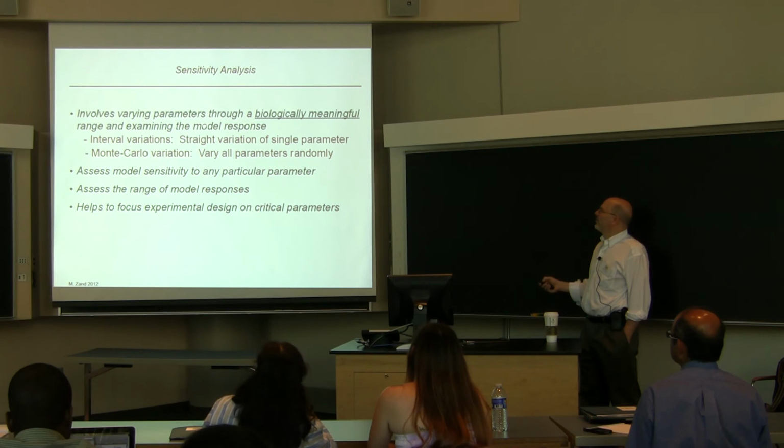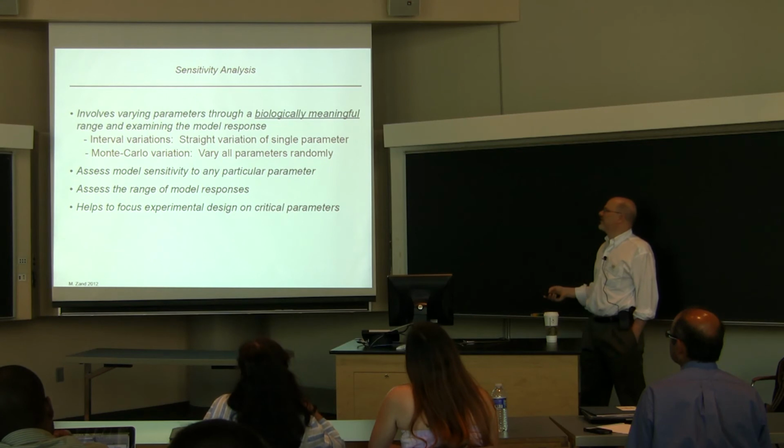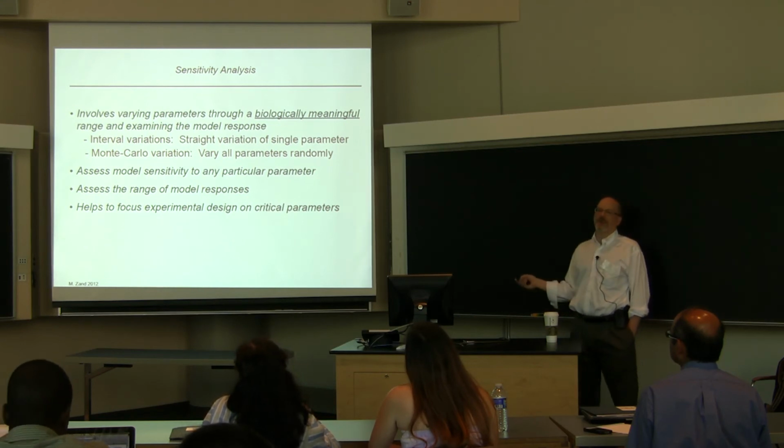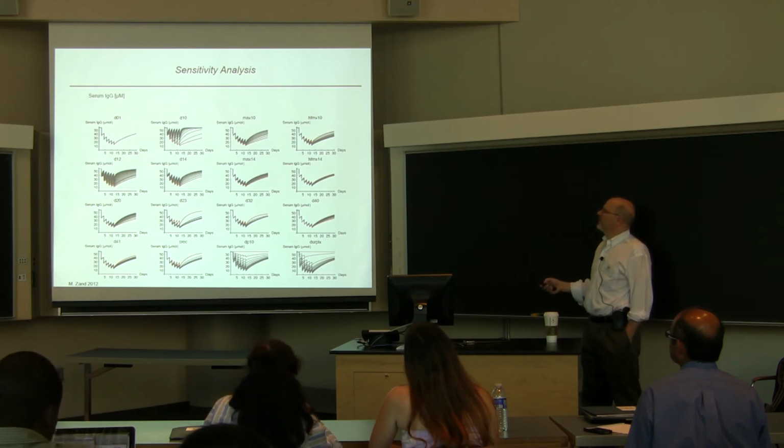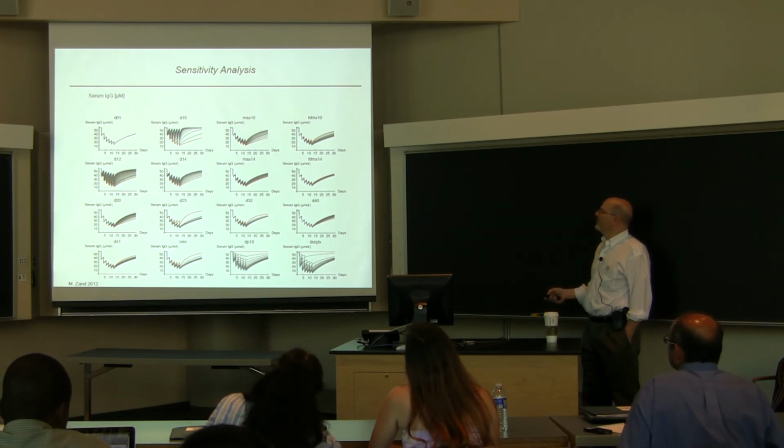This involves varying parameters through a biologically meaningful range and looking at the model's sensitivity to any particular parameter, the range of model responses. So this is a sensitivity analysis, and the readout here is the serum concentration of IgG. Here are various parameters in the model, and I'm not going to go through this exhaustively, but you can see that these different lines, the red line is the maximum parameter value, and the blue line is the minimum parameter value.